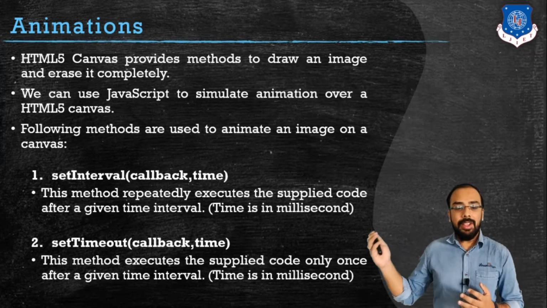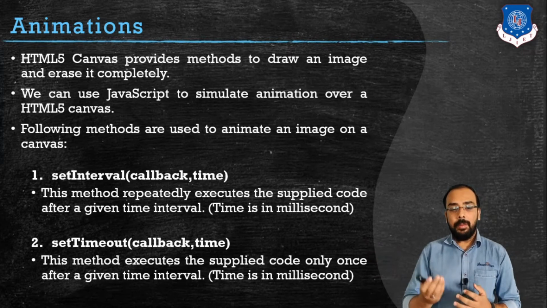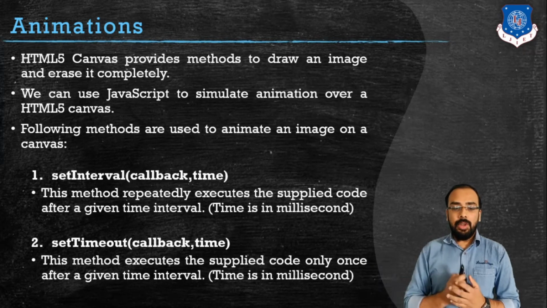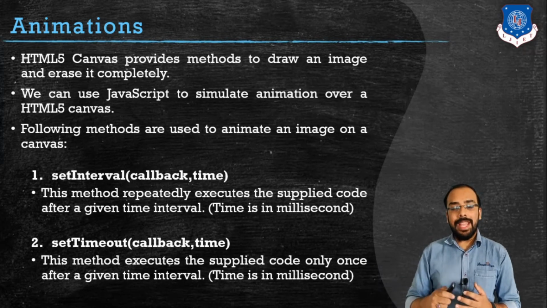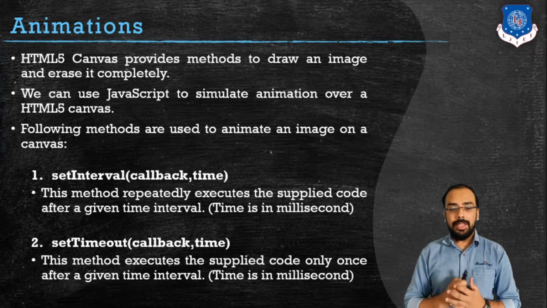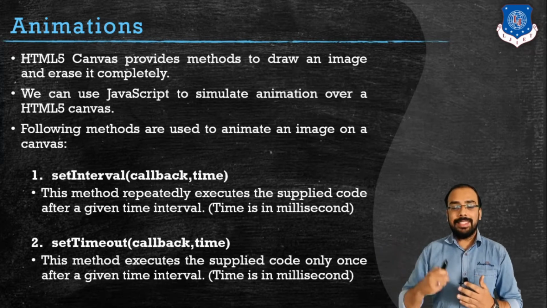The second method available is setTimeout. Again the parameters remain the same, that is callback and time. In the callback again we use a function that we have defined. We just invoke this function over here and we specify the time. But here we need to remember one thing: this function will be executed only once, when the specified millisecond interval elapses. Again the time is in milliseconds. So whenever we want to apply animations, we will use these two methods, setInterval and setTimeout.